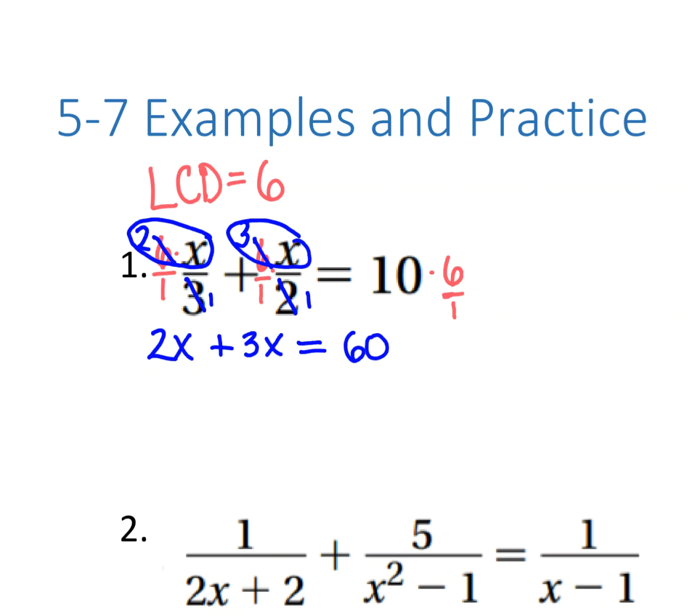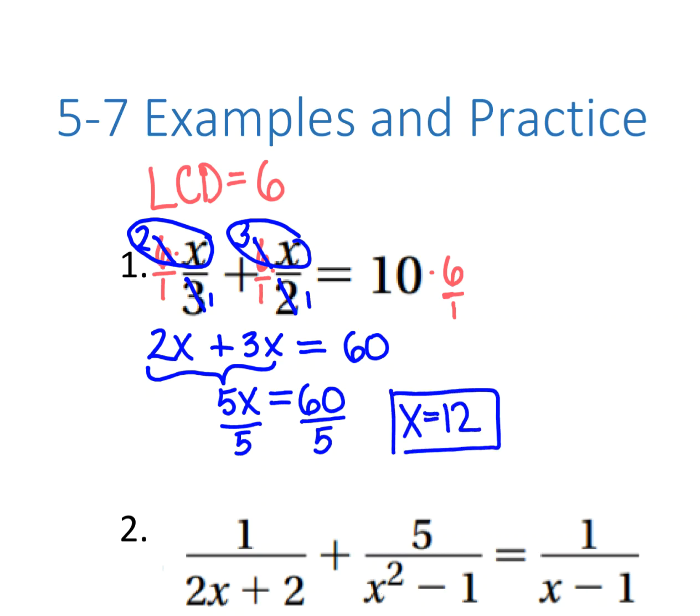This is a linear equation because there are no x squareds. So I'm just going to solve it linear. I'm going to combine my like terms. I'm going to isolate the variables. So divide by 5. X is equal to 12.